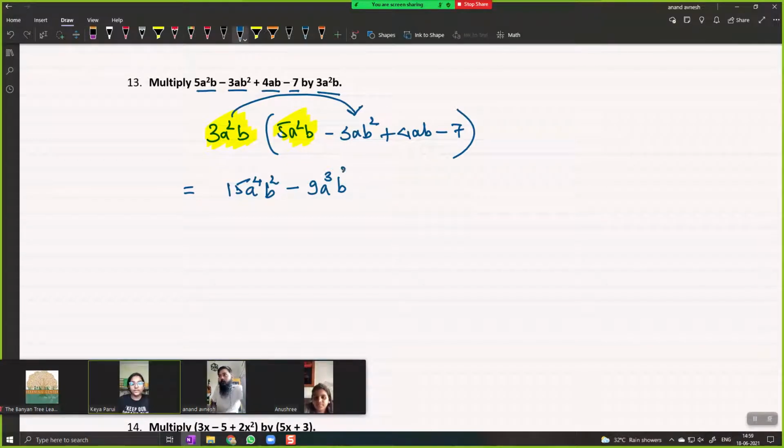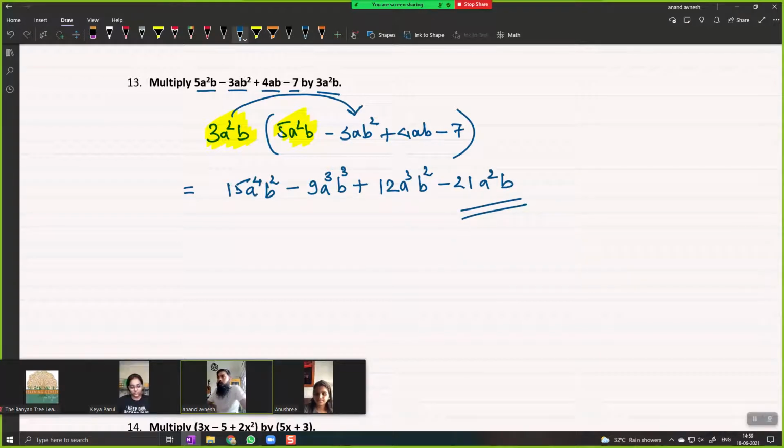Kea, the next term. Sir, 12 a cube. Plus or minus? Sir, minus. Why, sorry, minus? Plus. Yes. Sorry, sir. 12a cube b square. Anushri, last one. 21a square b. Plus or minus? Minus. Minus 21a square b. Correct. Done. So easy. Please note it down.